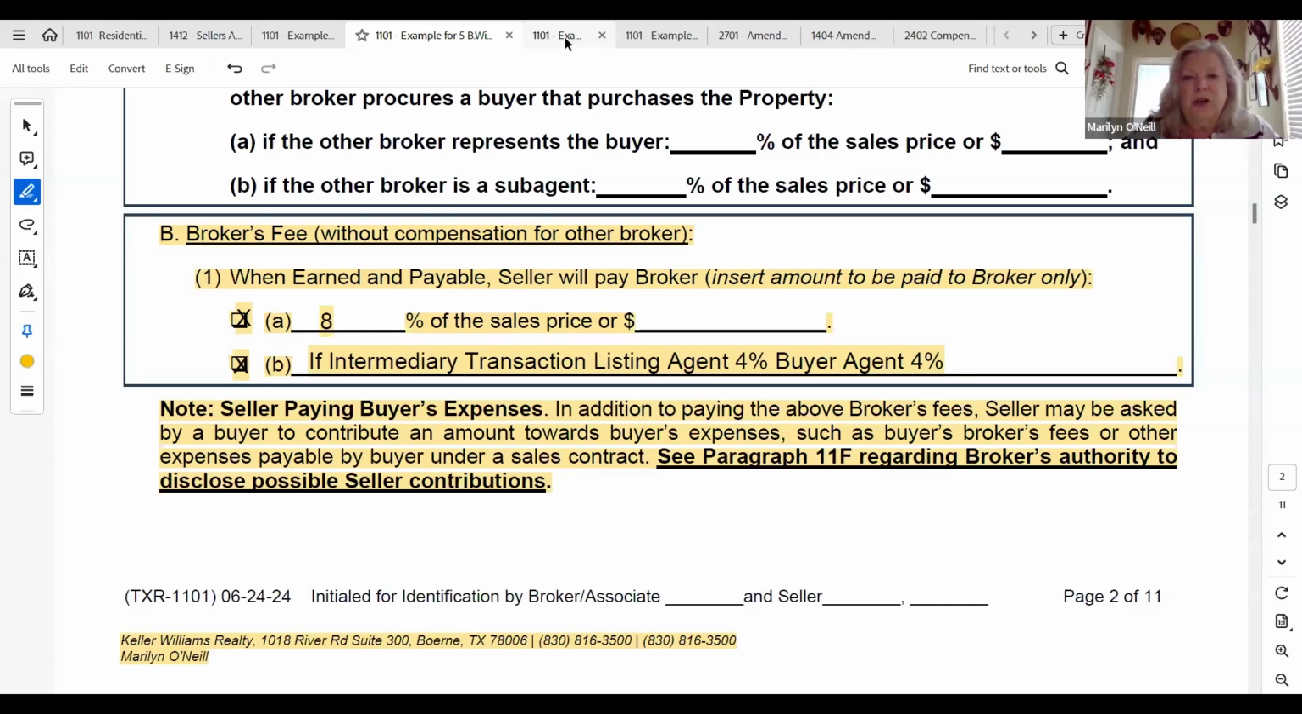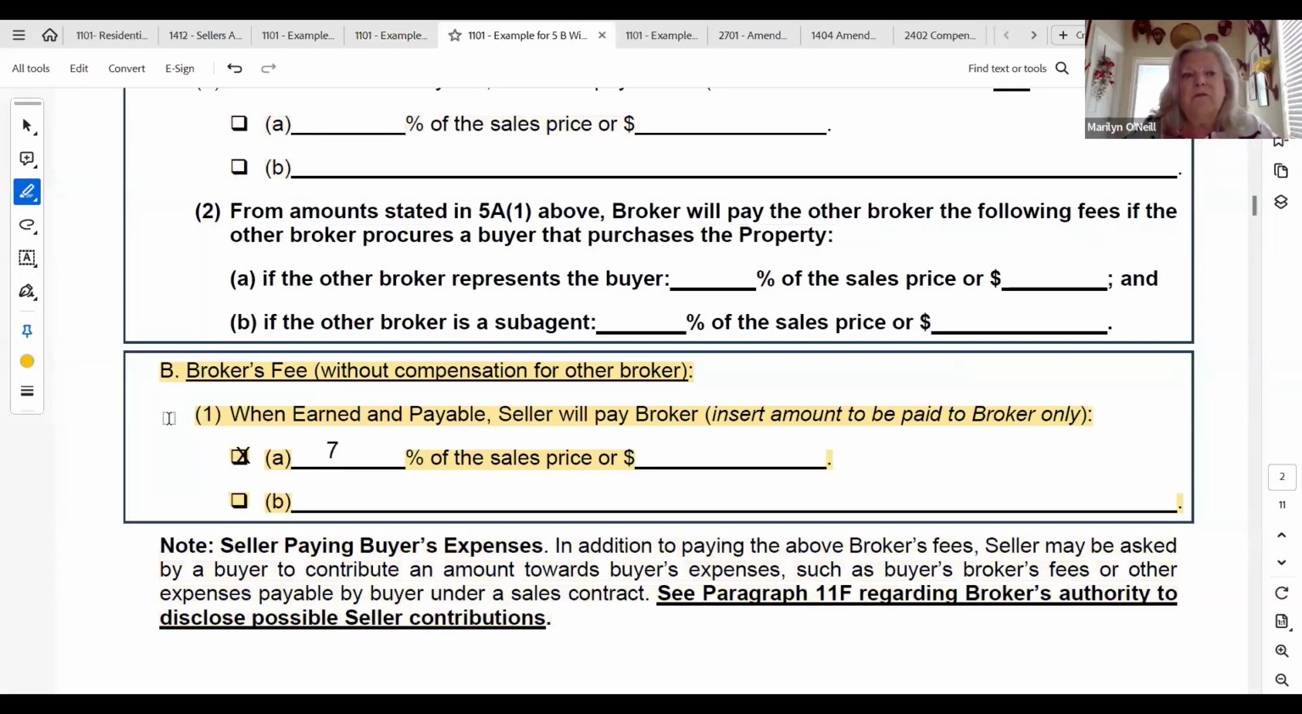Now I'm going to show you the example without intermediary. In 5B, it says when earned and payable, seller will pay broker. There is no separate notation in B1B. It's just all of the listing broker's compensation. And when they say without intermediary, that means no one representing a buyer in your brokerage could ever show this property to their buyer. If the seller hasn't agreed to intermediary, there will be no showings of any buyer represented under this brokerage.